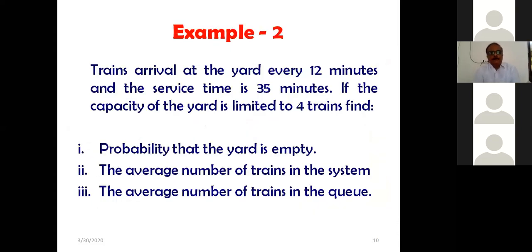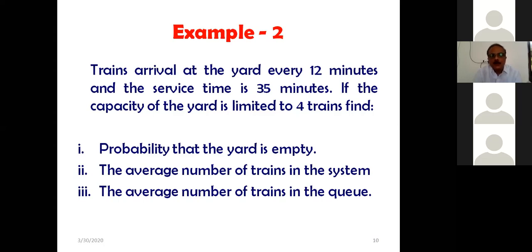Now let us consider the second problem, one more problem. It says that trains arrive at the yard every 12 minutes. So the arrival rate at which the trains arrive is 1 by 12 minutes. Lambda is equal to 1 by 12. And the service time is 35 minutes. That means the rate at which these trains are getting the service is 1 by 35 minutes. So mu is equal to 1 by 35 minutes.